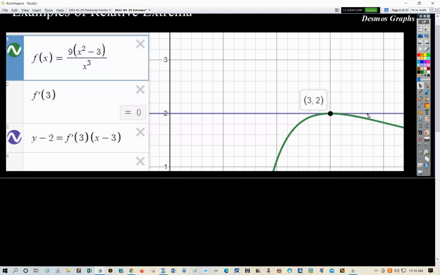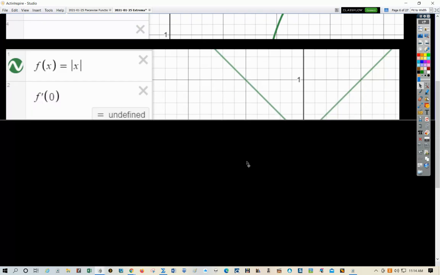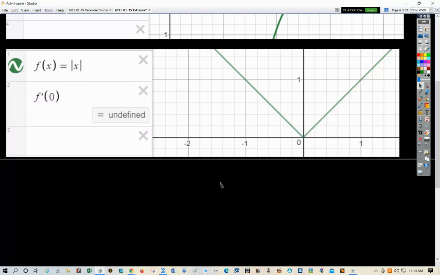If it weren't horizontal, he wouldn't be standing at the peak, would he? He'd either be walking uphill or downhill if the tangent weren't horizontal. Okay, here's another example. If we have the function f of x equals the absolute value of x, well, that's giving us a valley, isn't it? So that's an example of a relative minimum.